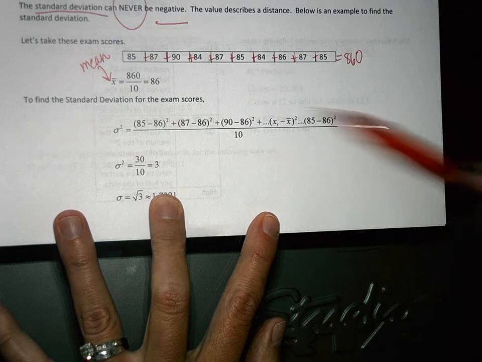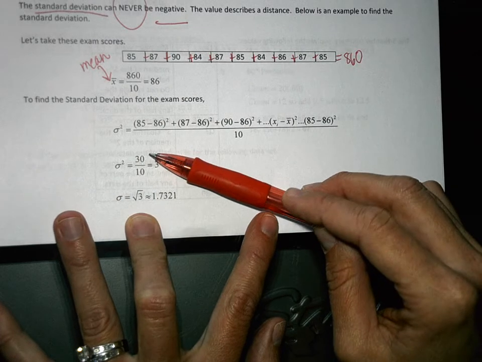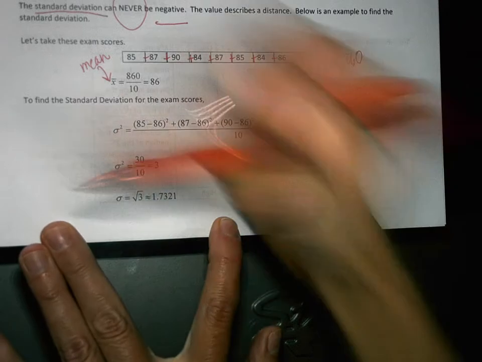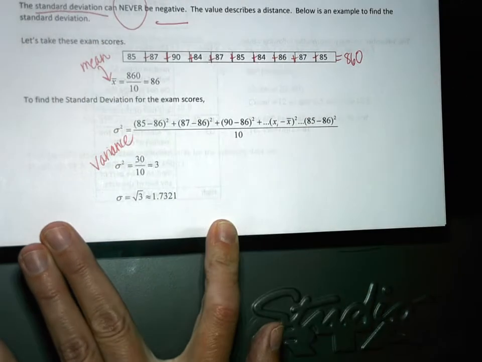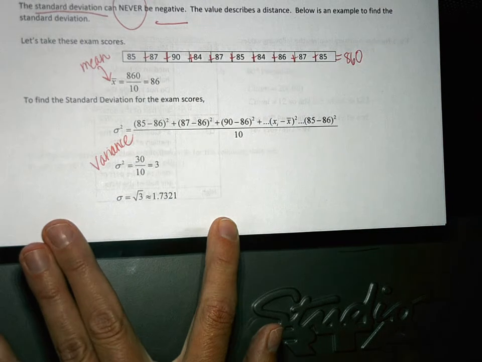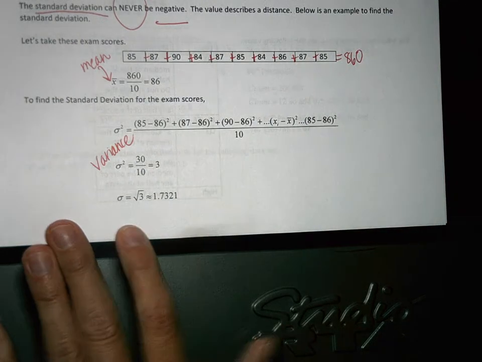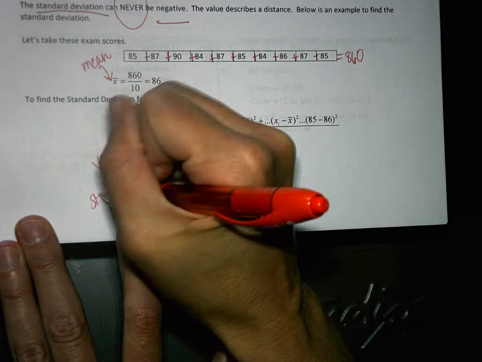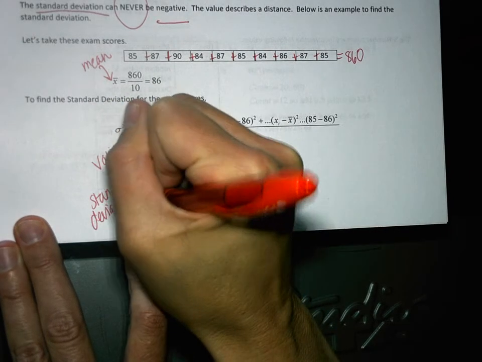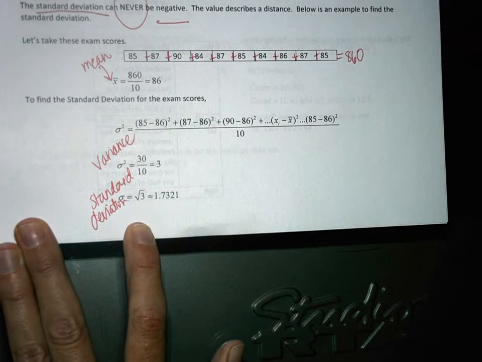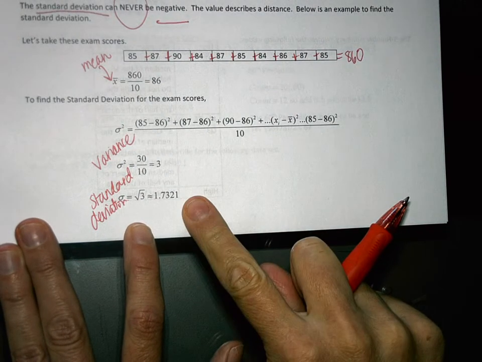So when you added all those up, it equaled 30. And 30 divided by 10 is 3. And this value is your variance. And then in order to find the standard deviation, you take the square root. Okay? And so this is the standard deviation of this set of data.